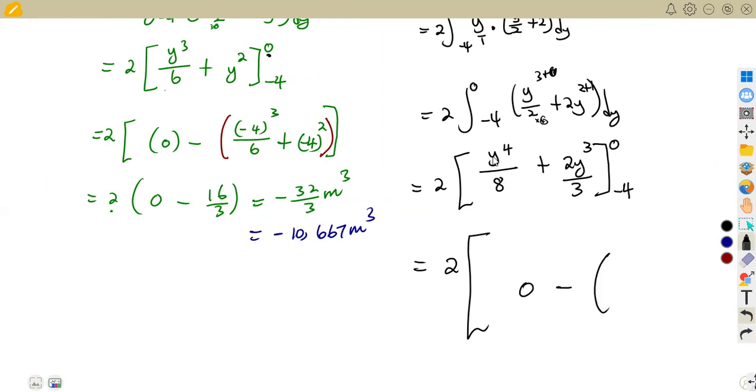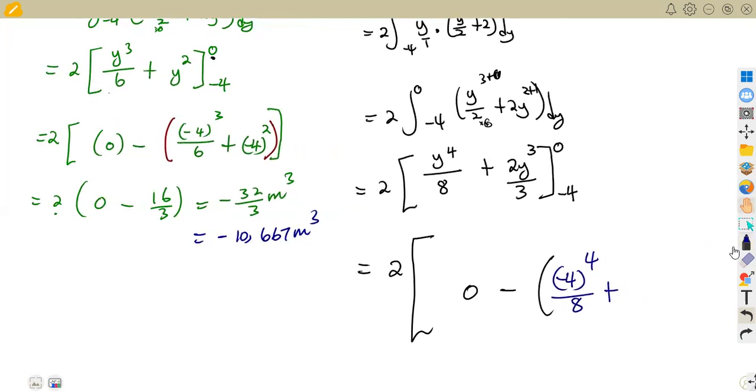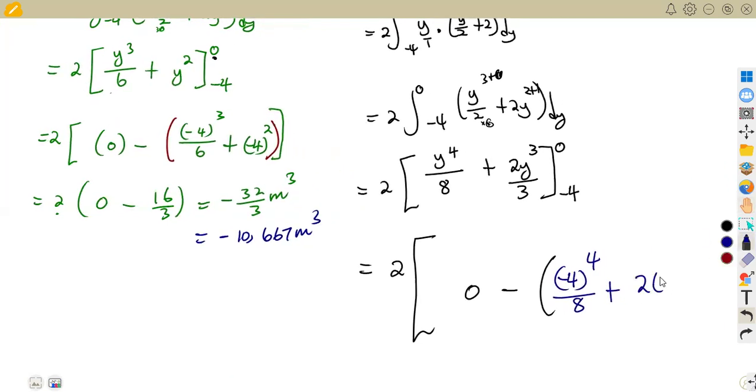In place of y, we're going to substitute a minus 4. So this is minus 4 to the exponent of 4 over 8. Make sure that you use your calculator properly there. And this is 2 into negative 4 to the exponent of 3, everything over 3, like that. So like I said, make sure you use your calculator properly on this stage.